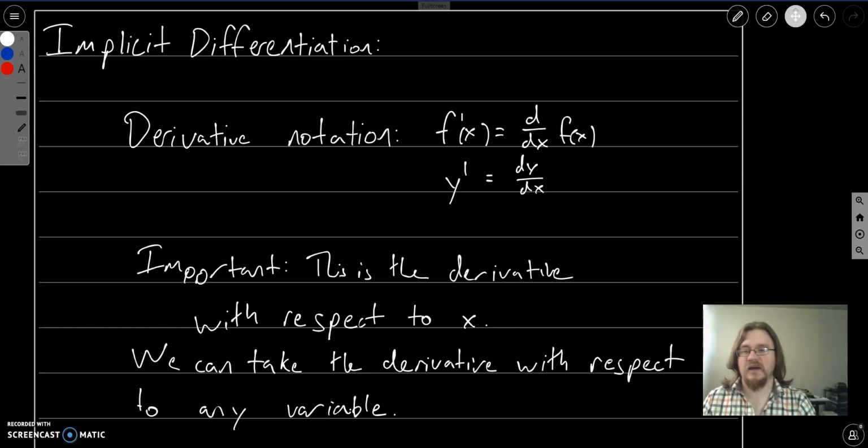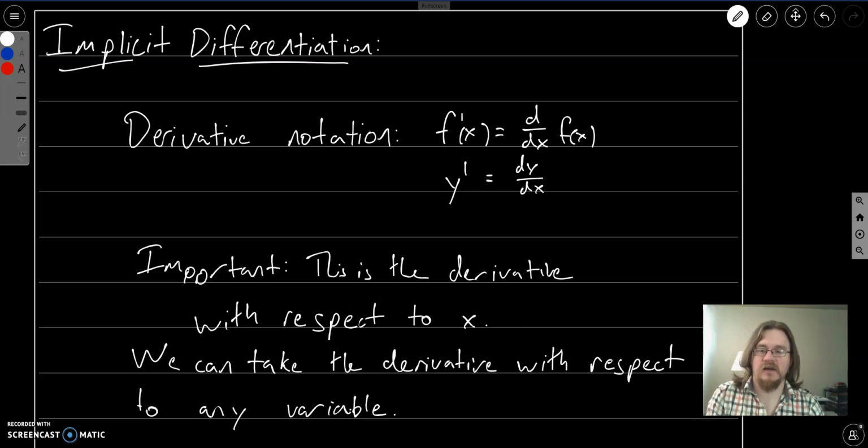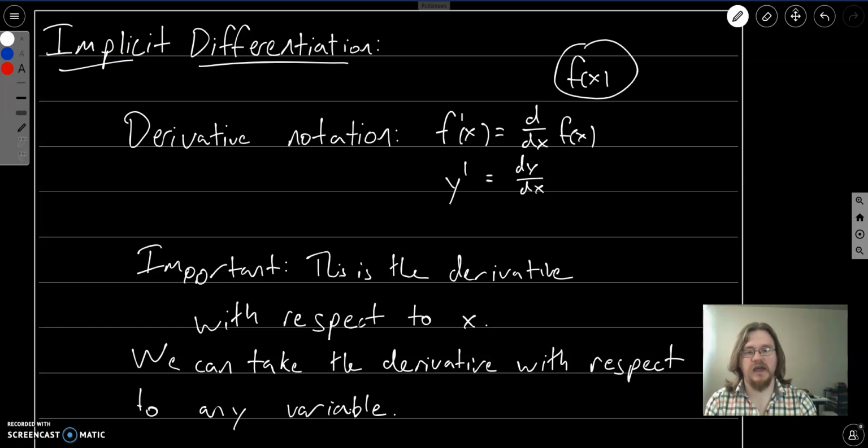Hello and welcome back. In this video we'll be learning about implicit differentiation. To begin with, we should review a little bit of what our notation is for taking the derivative. If I have some function f of x, I can take the derivative of f of x and call it f prime, the prime meaning that we've taken a derivative, or I can use this d by dx notation. I think this is called the Leibniz Notation.